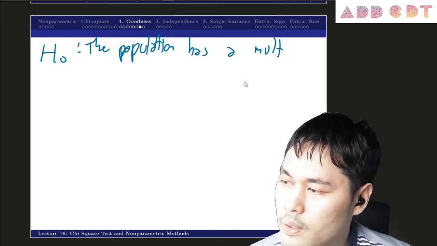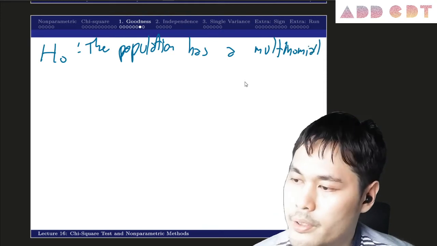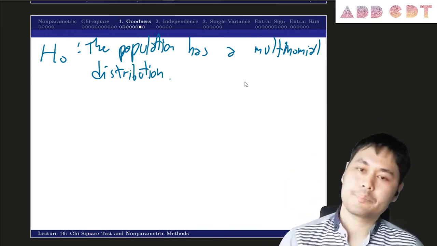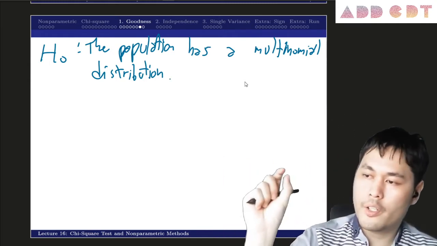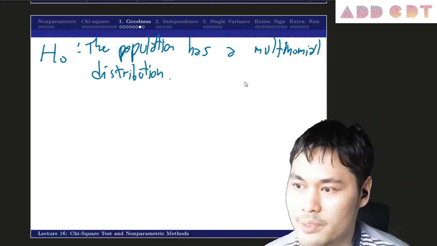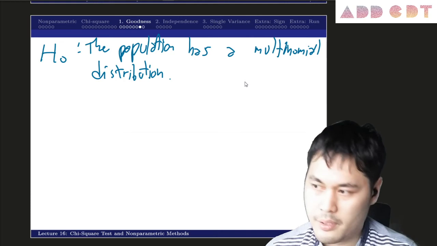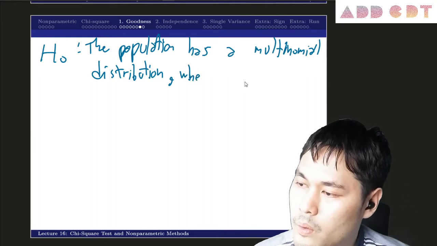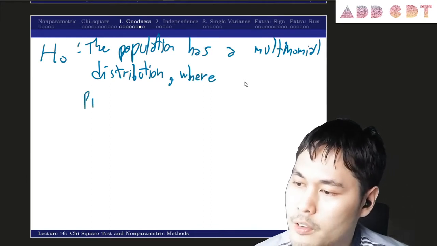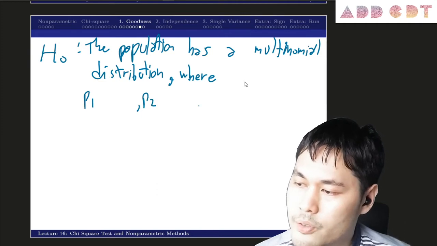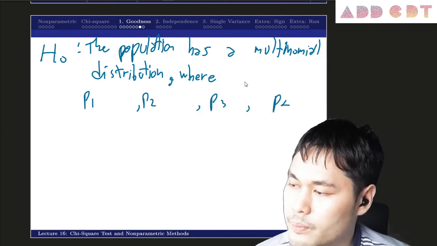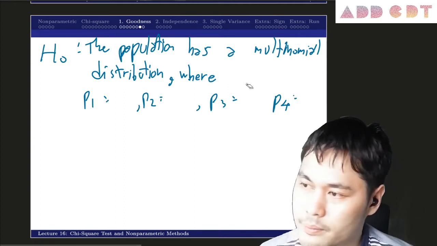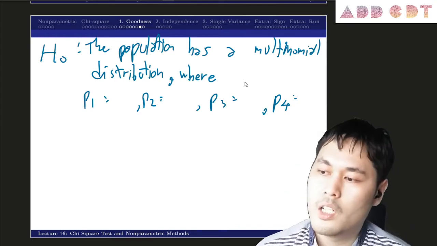has a multinomial distribution. And this is what the goodness of fit test is about. And since this is a multinomial, we have to specify each event, right? So we have four colors: P1, P2, P3, and P4. For the multinomial, we have to be precise on each of the probabilities.